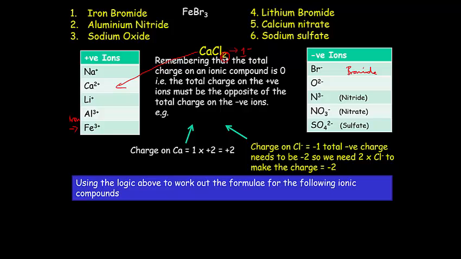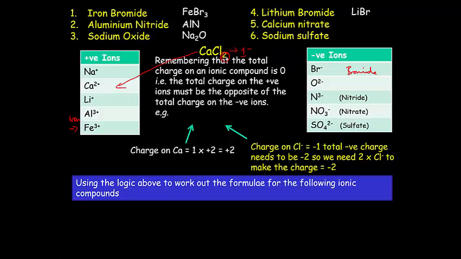Okay, so aluminium nitride. Aluminium is 3+, nitride is 3-. So the 3 pluses there cancel out with the 3-, so we just get AlN. Sodium oxide, sodium is 1+, oxide is 2-, so we need 2 lots of sodium to cancel out the 1 oxygen, so it's Na2O. Lithium bromide, lithium is 1+, bromide is 1-, so that cancels out, LiBr.